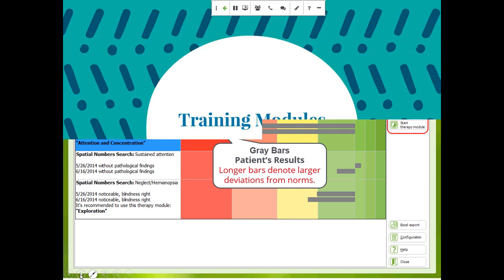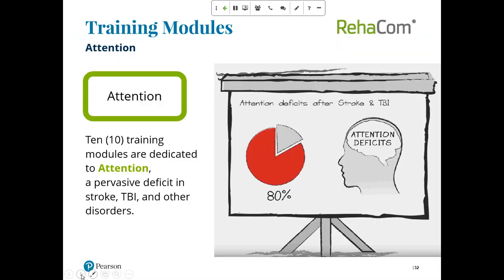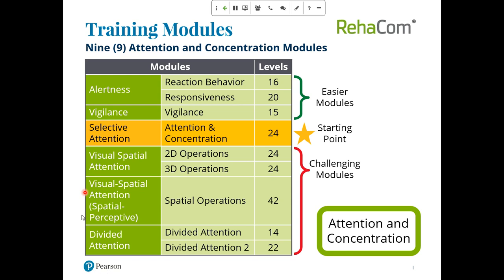So once we've screened, there are training modules that you can then get into. Attention is implicated in a large number of disorders of patients that we see, perhaps as many as 80% after a CVA or an acquired brain injury may have an attention problem. So we know it's pervasive, and we know that it may present with other disorders. So what the computer might do is say, this patient should start with selective attention here. There are 24 different levels. Here's a recommended starting point. Now, if it's too hard, you can go to a much easier module.